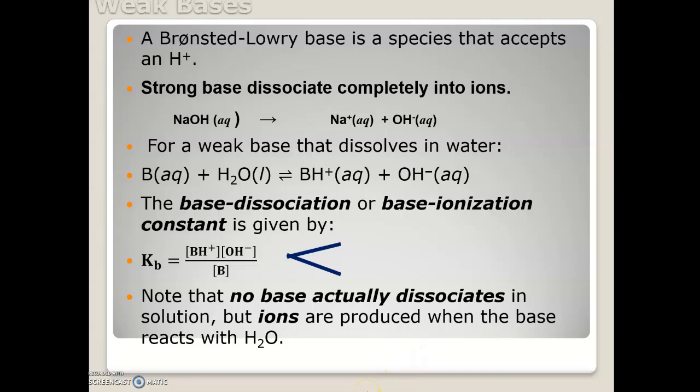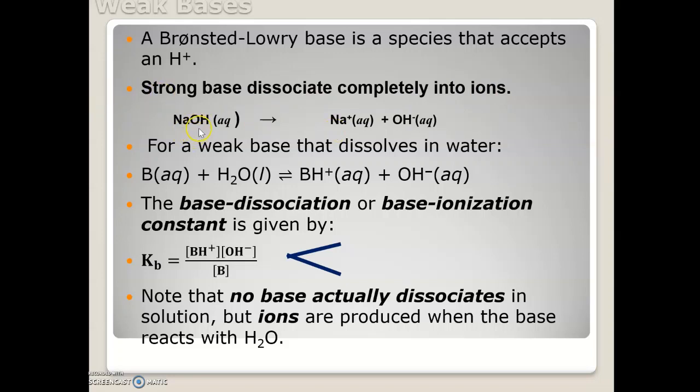We refresh back the Bronsted-Lowry base. It is defined as the species that accepts a proton, or H+. So we know that bases are categorized into strong bases and weak bases. A strong base dissociates completely into ions, and can be represented by the example of sodium hydroxide. It is one of the strong bases.